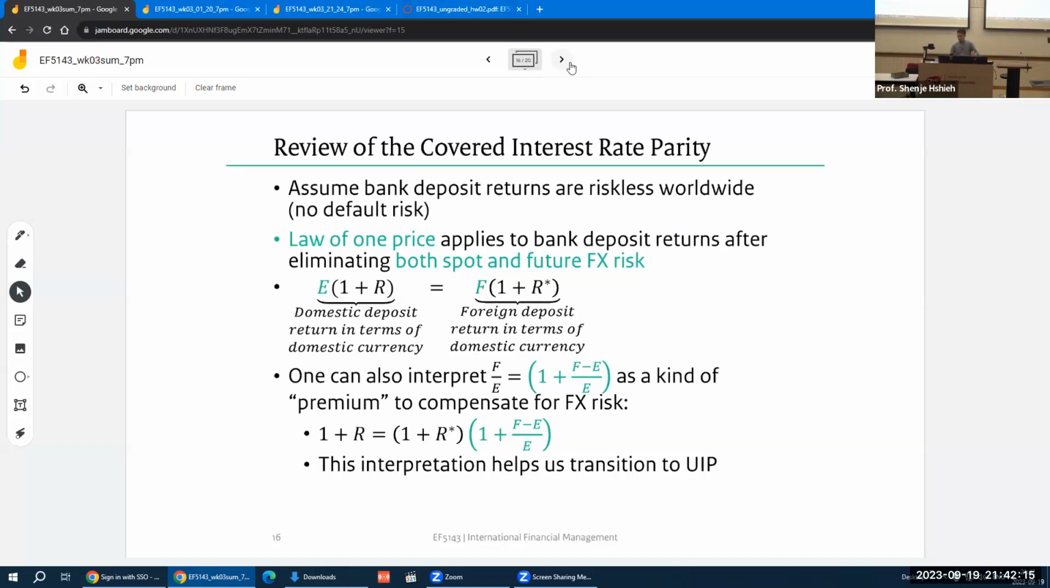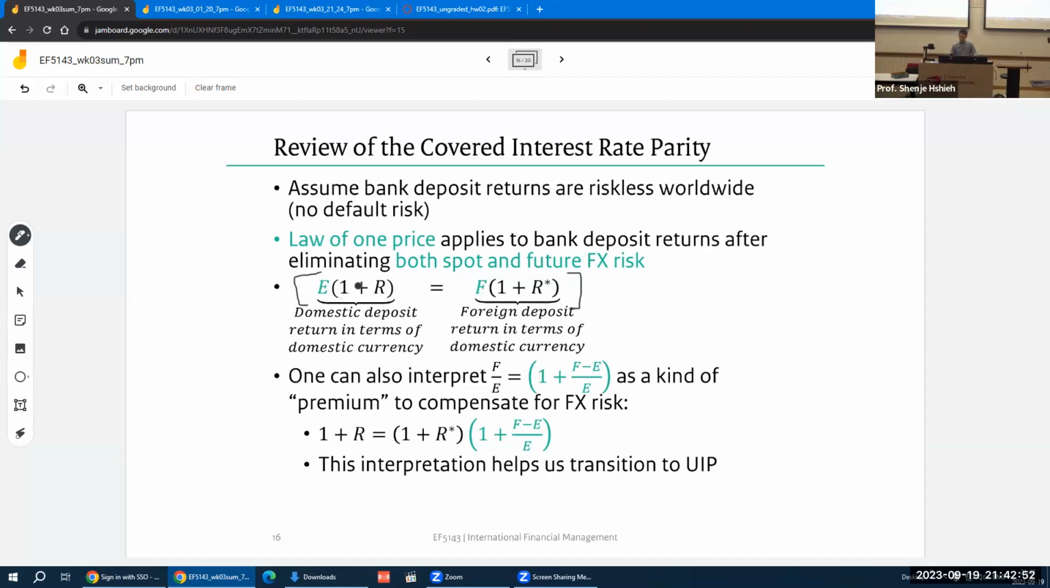All right, so a review of the covered interest rate parity first. Very, very simple equation. It has to be true, otherwise there are arbitrage profits. And all it's really saying is that after currency conversion and removal of all FX risk, bank deposit returns between countries have to give you the same value or return, right? And you can easily see that we're rearranging the CIP equation into the following way. So here I'm just multiplying E on both sides, right?